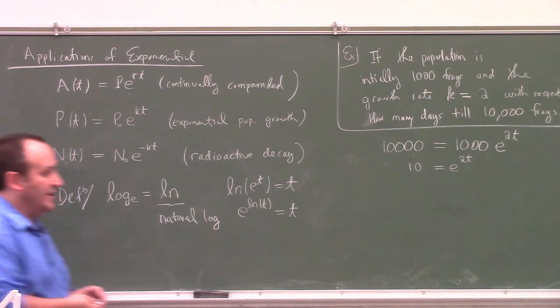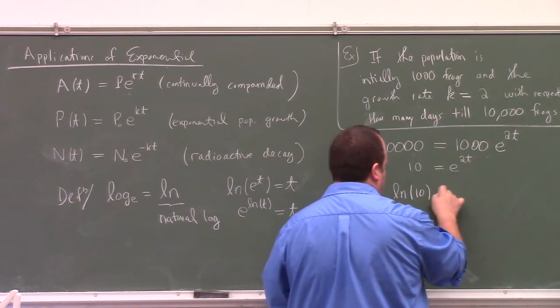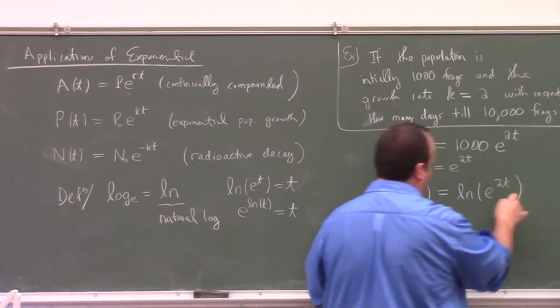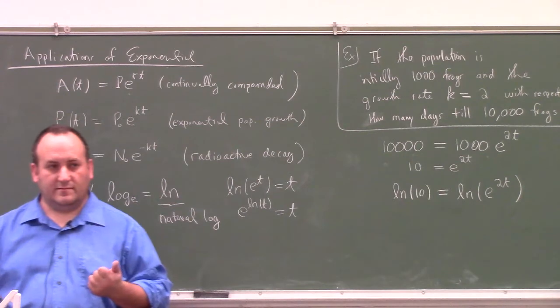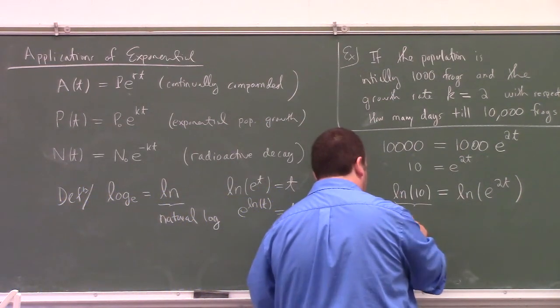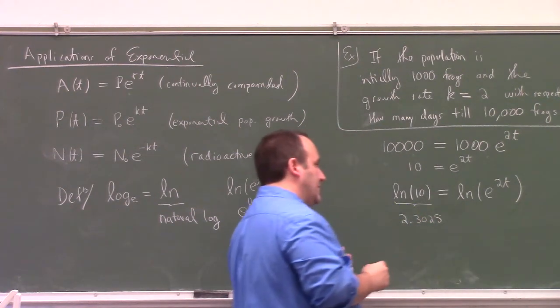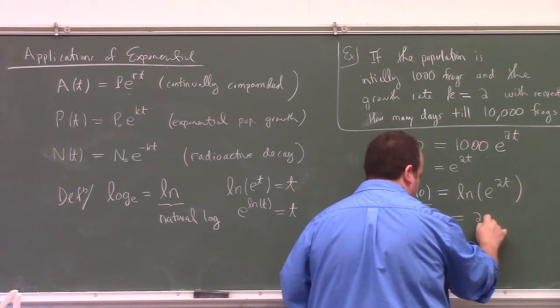Do ln to both sides. That's exactly what we do. Ln of 10 is equal to ln of e to the 2t. Ln of 10 is a number, right? What is it, 2.3025? Okay. And ln of e to the 2t, well, that's just 2t.